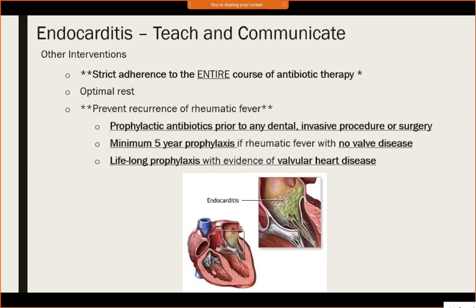And that applies for any surgery, okay, any procedure. And dental procedures are dirty, so there's a lot of germs in your mouth. And so you'll get prophylactic antibiotics even for a cleaning, probably after rheumatic fever. It just means that anytime you're mucking around with germs, you need prophylactic antibiotics. 5 years if you did not have valve disease, and lifelong if you have valve disease from your endocarditis.